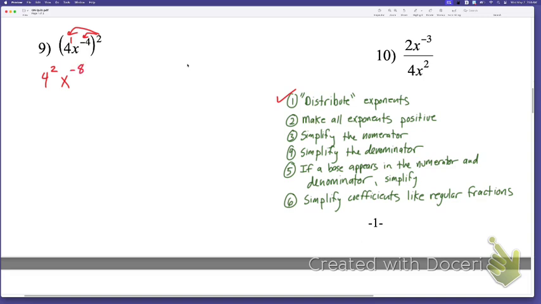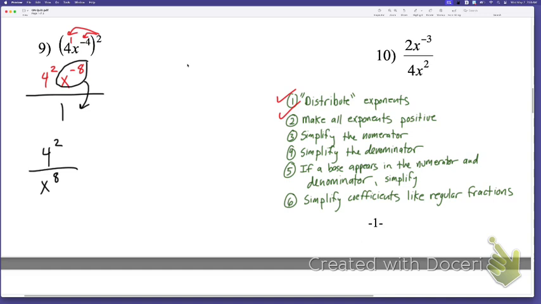Okay. Next step, make all exponents positive. We need to put this over 1 so that we can move the negative exponent into the denominator. After I do that, we're going to have 4 to the second over x to the 8.